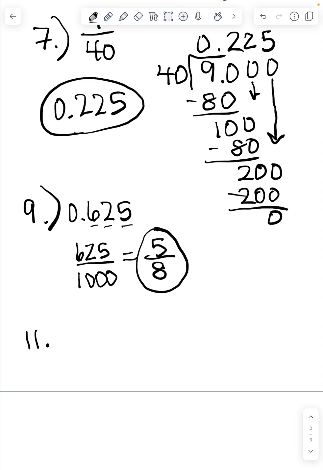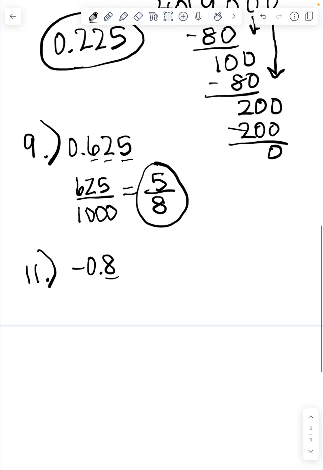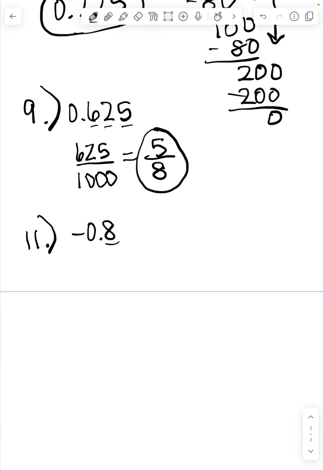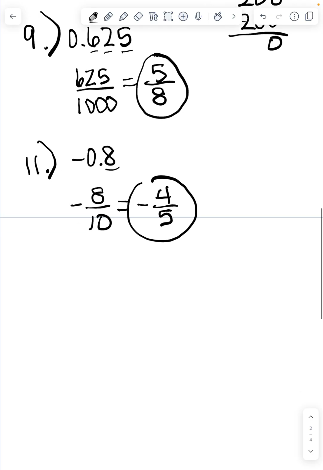Number 11, -0.8. So this is in the tenth spot. So this is actually read -8/10, which can also be written as a fraction as -8/10. And then just make sure you do all of your reducing. Don't forget about that negative in your answer. Your answer is -4/5.